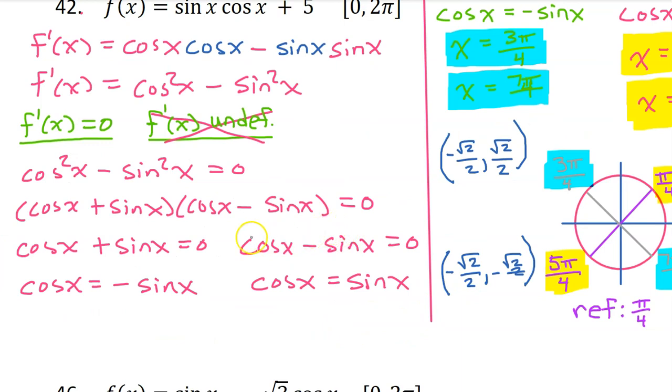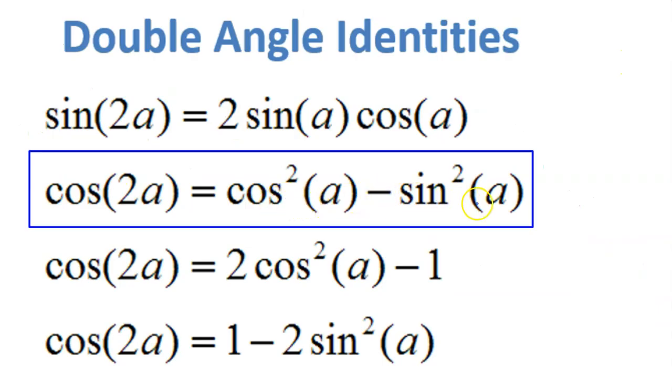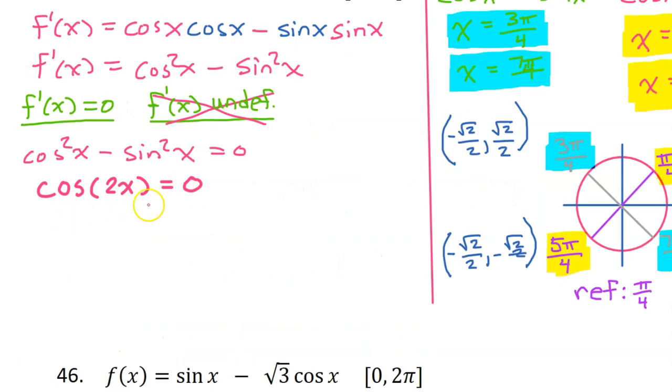Before I end this video, I want to go back to right here and point out an alternative way we could have solved this problem. Cosine squared minus sine squared is actually one of our double angle identities. Cosine squared x minus sine squared x is equal to cosine 2x. To solve this equation, we start by solving for 2x, by asking ourselves, where does cosine equal 0? Cosine equals 0 at pi over 2 and 3 pi over 2, so we'll start with that.